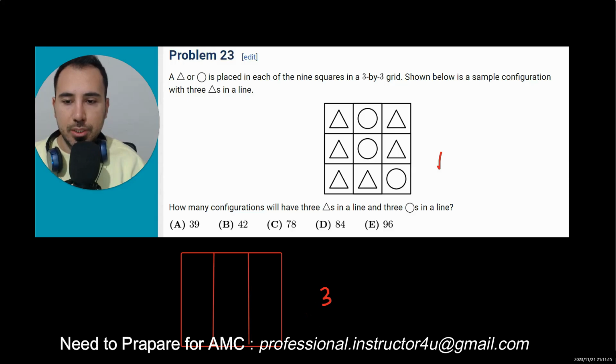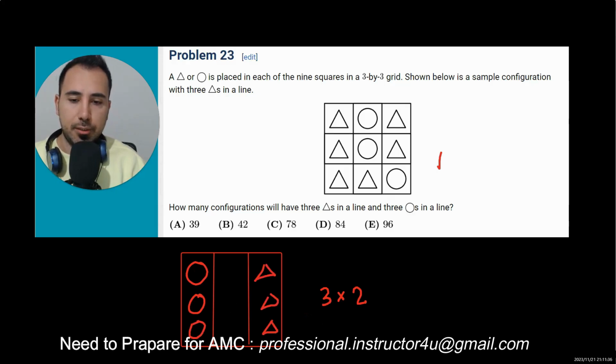Now imagine we choose this one and this one. I could make the first one O, O, O, or I could make the first one triangles and the other one O, O, O. So that would make another 2. So let's just choose O, O, O for this one, and maybe triangle, triangle, triangle for the other. Good.